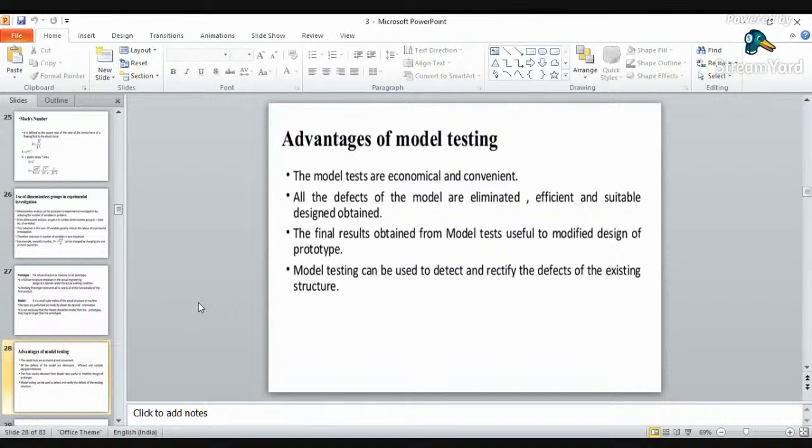The final results which you get out of that model will be useful for the modified design of the prototype. Then again, whatever problems you are having with an existing structure can be rectified by model analysis. If you have an existing structure dealing with a few types of problems, you can make the model of that same prototype, and perform a few types of experiments and analytical study by means of which you can rectify that existing structure also.